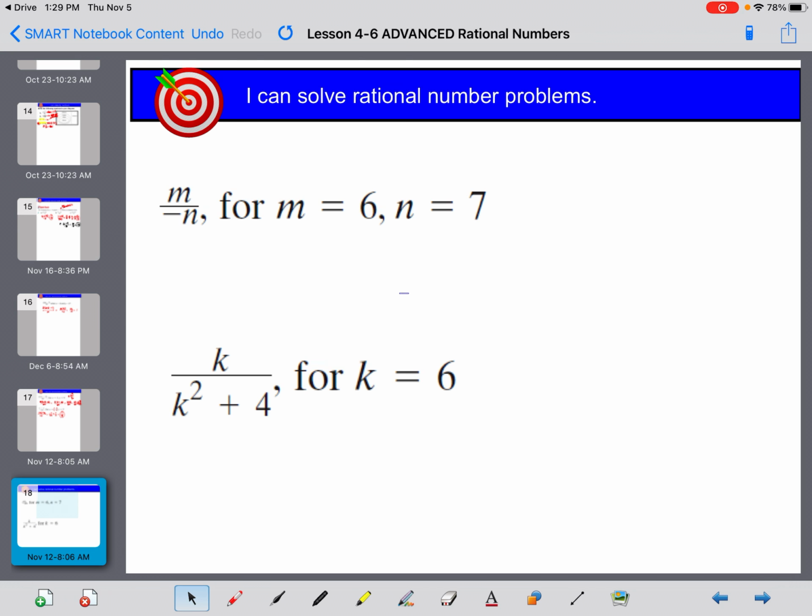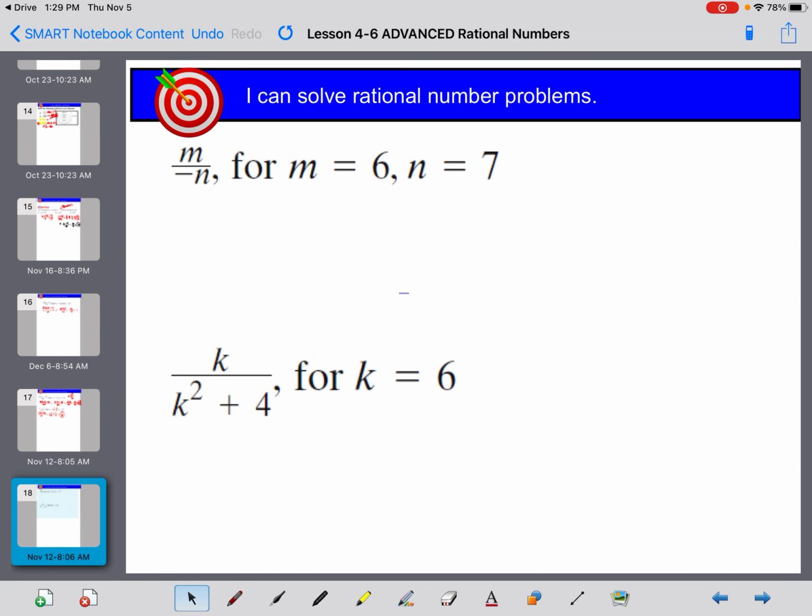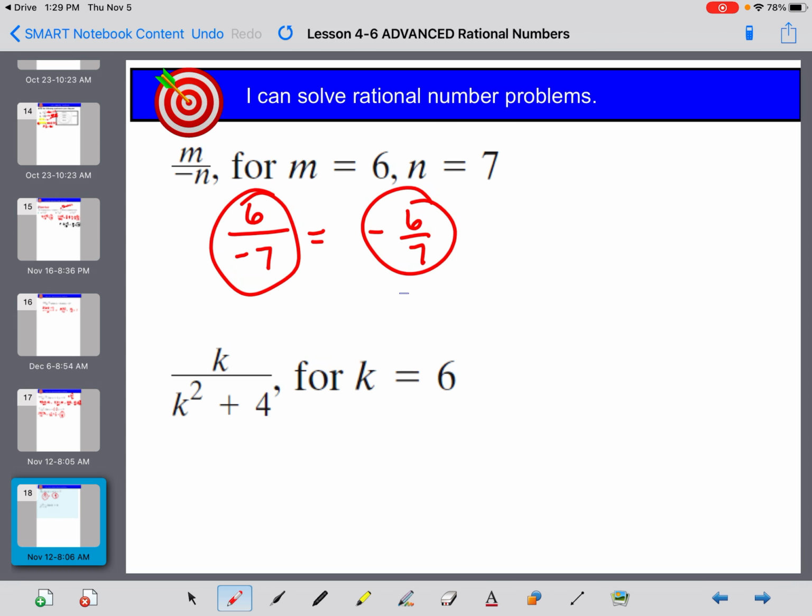Let's see. 6, oops. When I'm simplifying this, I replace the 6 and the n, and I get -6/7, or you could leave it like this too. Okay, and then the last one. 6 over 6 squared plus 4. Now, I need to reduce the denominator. 6 squared is 36 plus 4. 36 plus 4 is 40. Then when I divide those both by 2, I get 3/20.